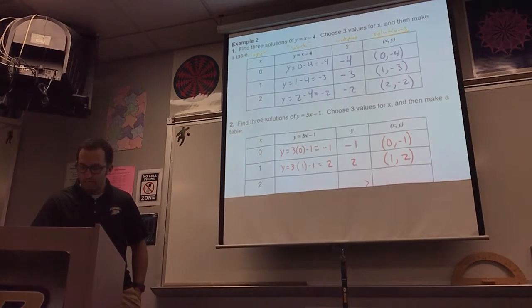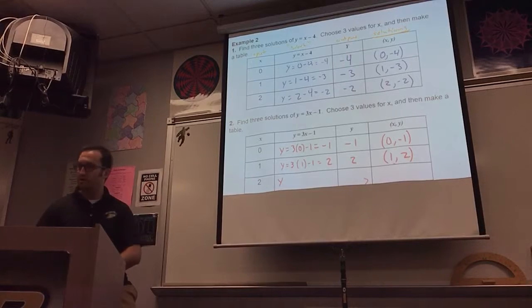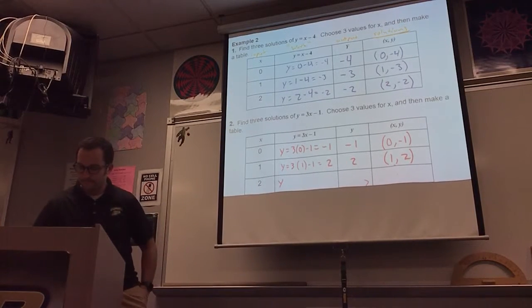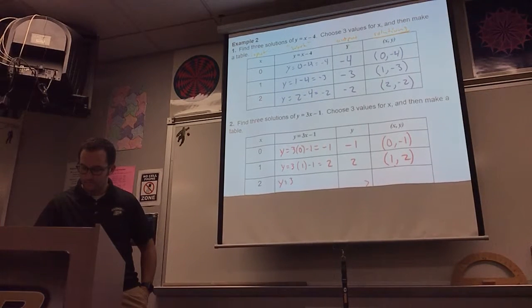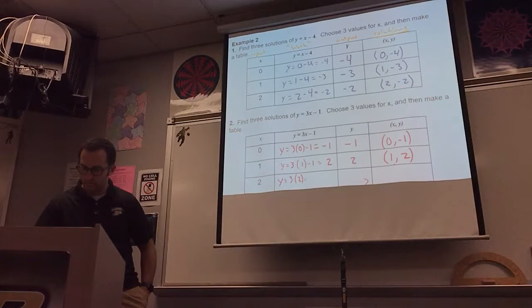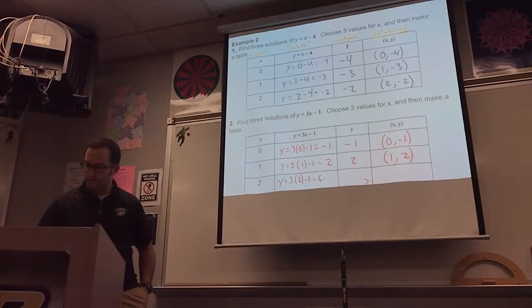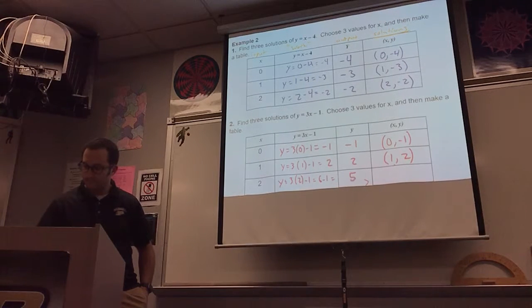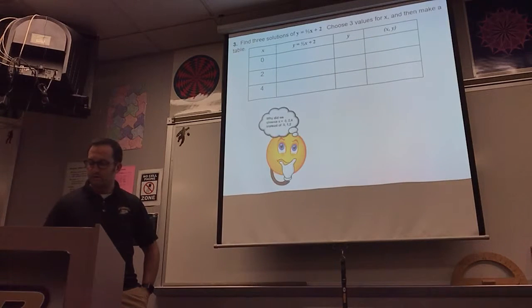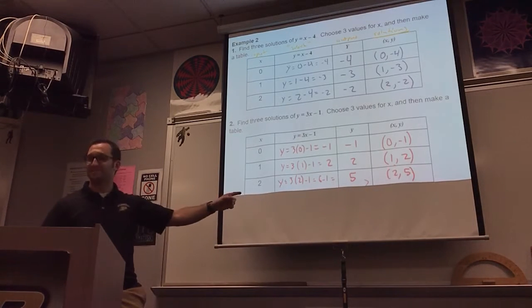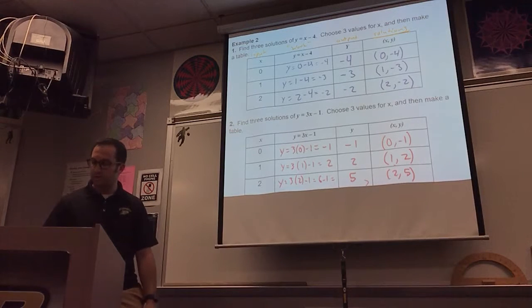And then, Maddie, can you walk us through the last one? Y equals 3 parentheses 2 minus 1. And then I got 5 for that because 3 times 2 is 6 minus 1. And then it would be 2, 5. Perfect. All right. Actually, questions on this slide? Great job, all 3 of you.